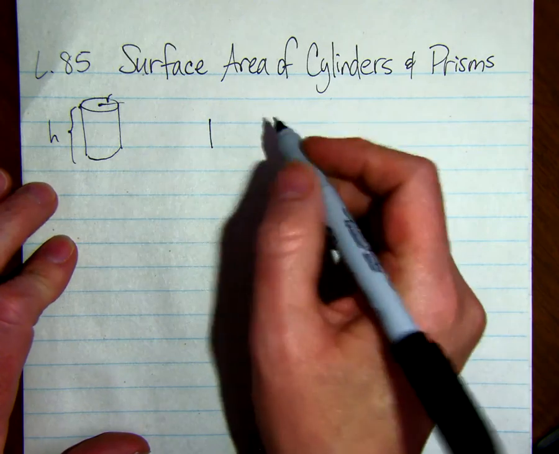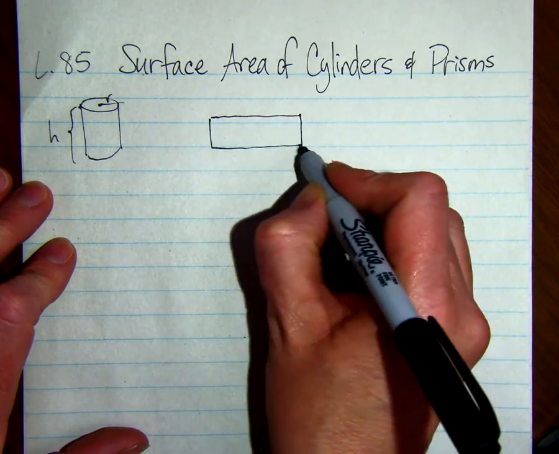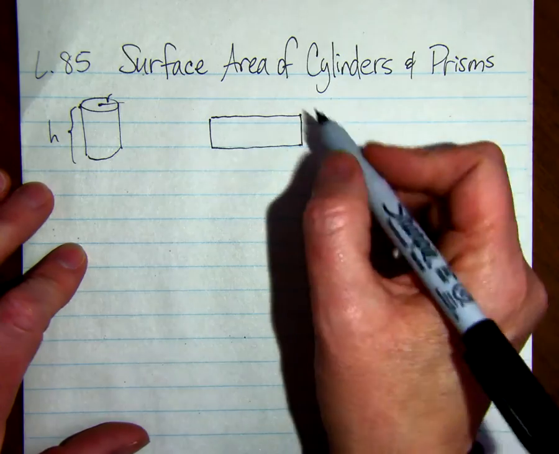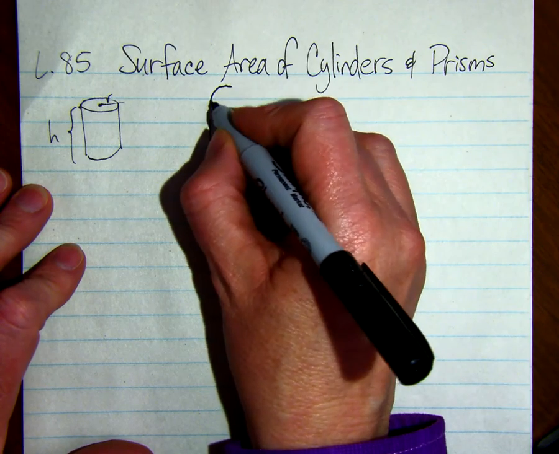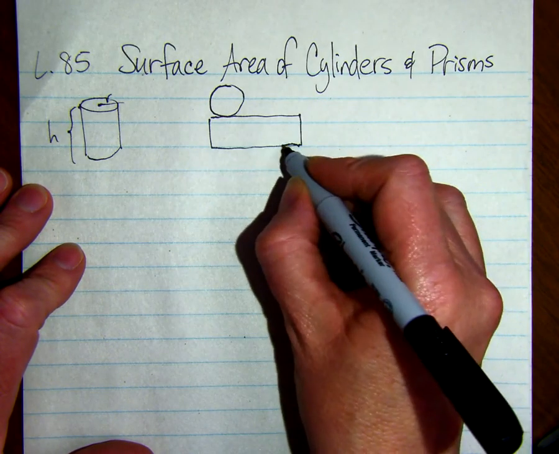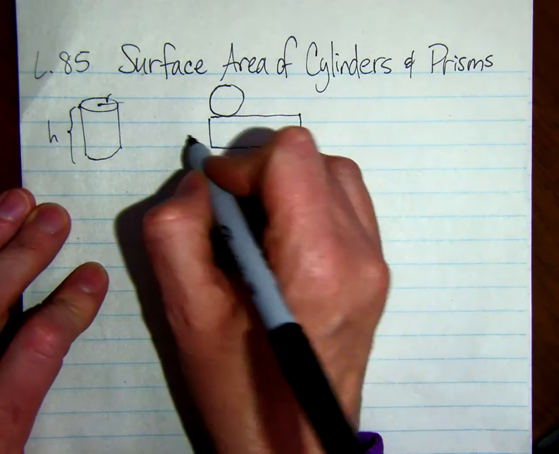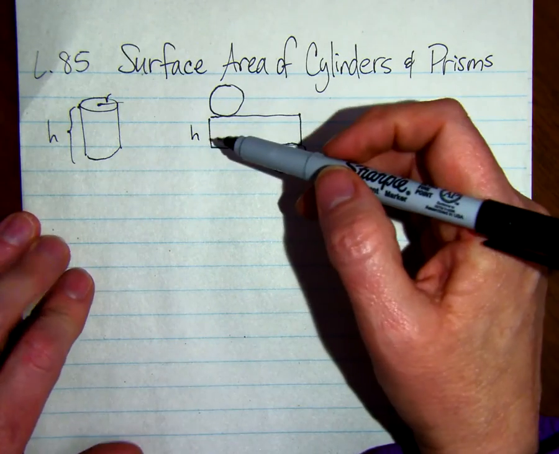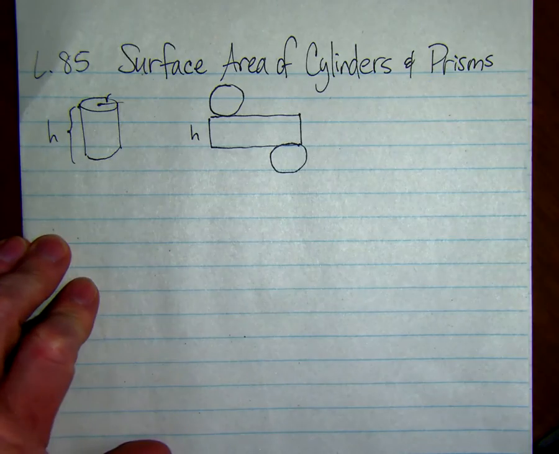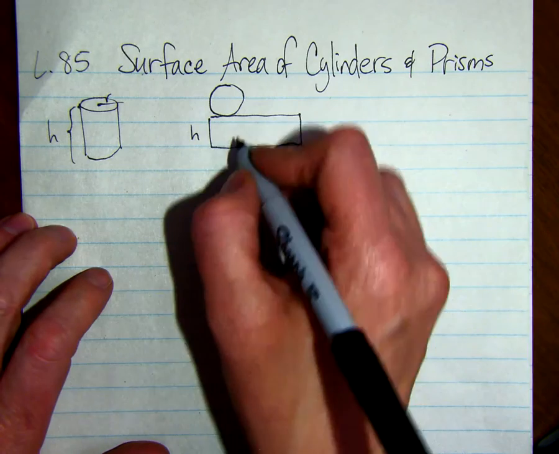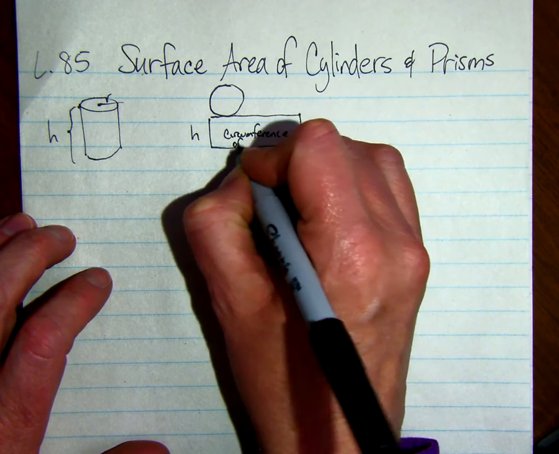If we were to draw a net of a cylinder, we would have a rectangle. We would have a circle on one side for the top and a circle on the other side for the bottom. The width of the rectangle is the height of the cylinder. The length is equal to the circumference of the circle.